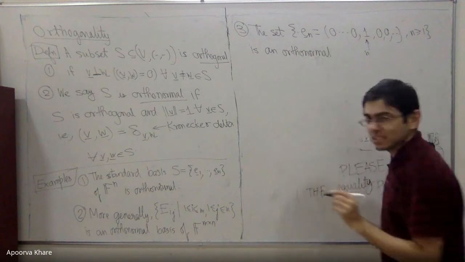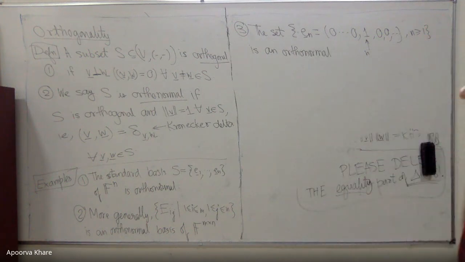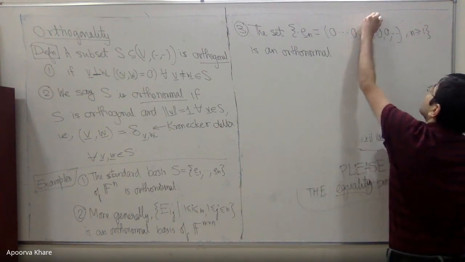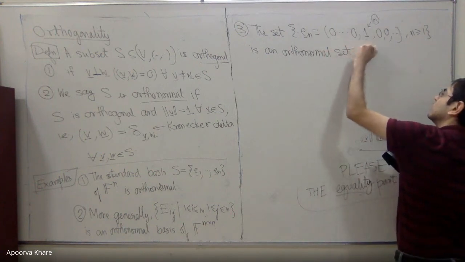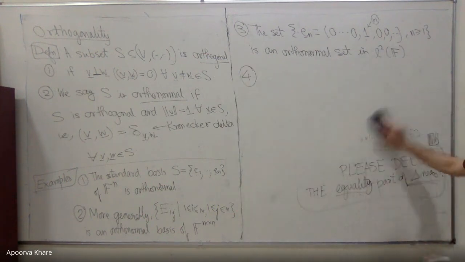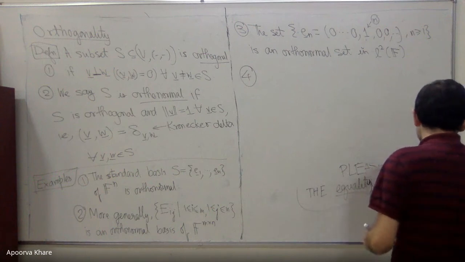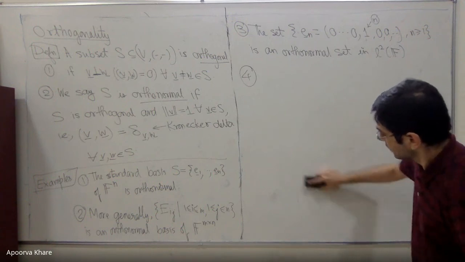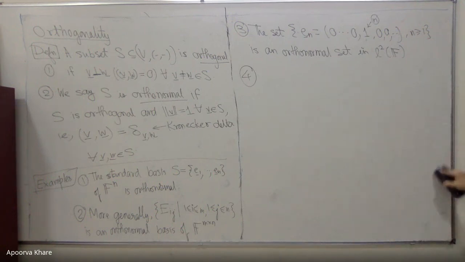Is not an orthonormal basis, but at least an orthonormal set in the square summable sequences. The first two were bases, but this is an orthonormal set. And what about in the continuous version, in the square integrable functions? Let me give you a very nice orthonormal set here. Again, it's not a basis, but it's sort of a complete orthonormal set, whatever that means.